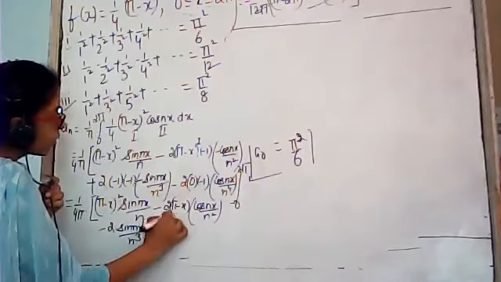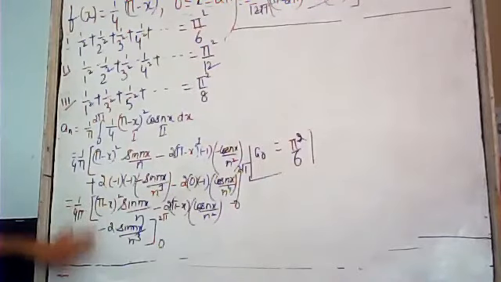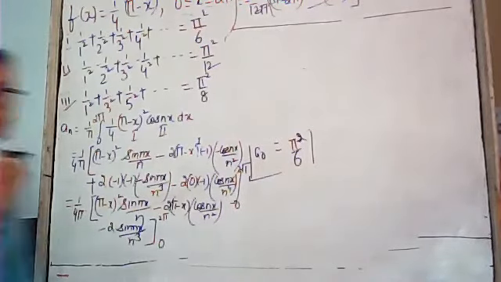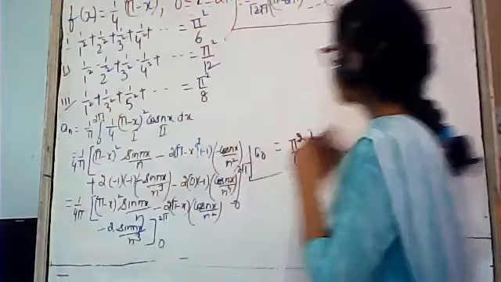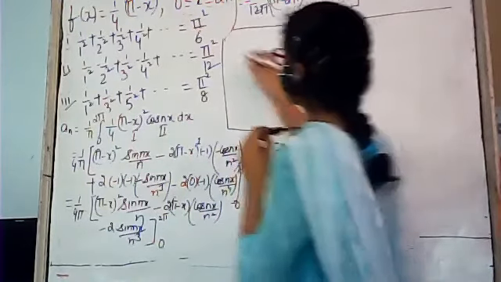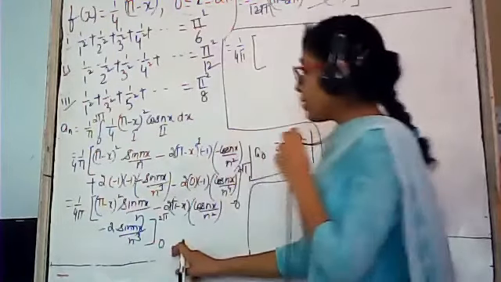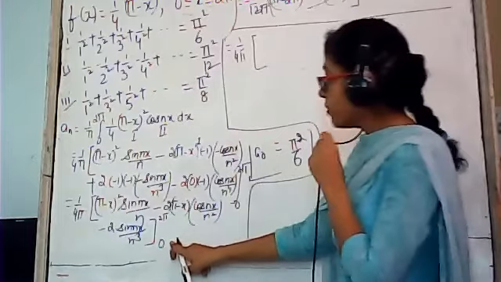So this is the required function which we want to find. After that, this is equal to 1 upon 4 pi. Now, beta, I am going to substitute the limits.